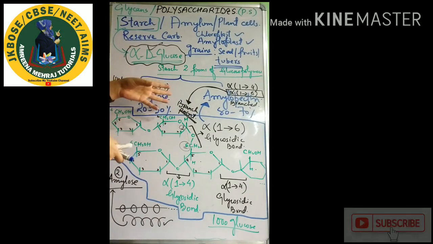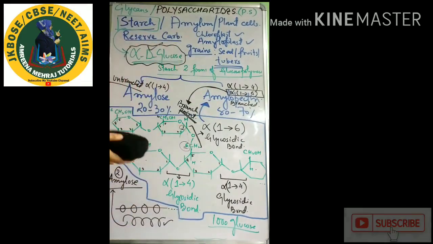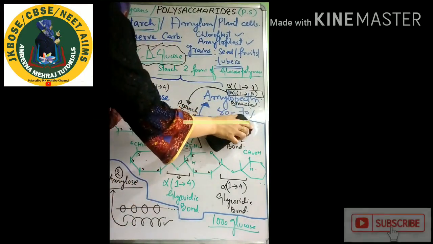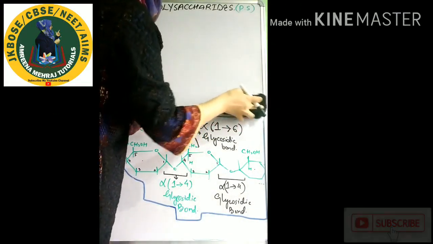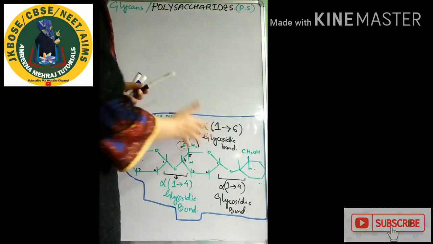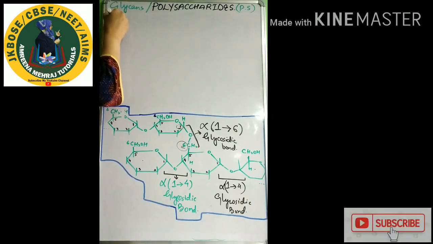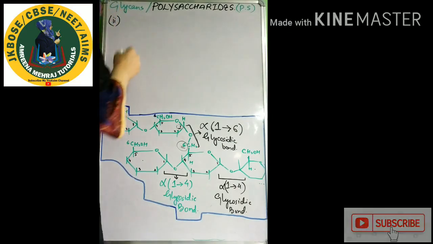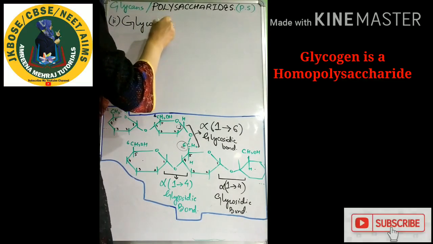Now let us take up, my dear students, let us go to the glycogen. Let me go to glycogen. Now, my dear students, if you observe, I have not erased this amylopectin. There is a reason I have not erased. I will tell you why. Let us take up the second type of homopolysaccharide, that is glycogen. Let us understand more about glycogen.